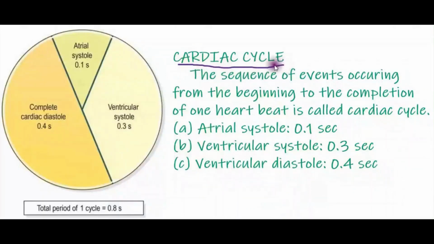So first we have to see what the cardiac cycle is. The sequence of events occurring from the beginning to the completion of one heartbeat is called the cardiac cycle. In between the beginning and the completion, what events take place? That is known as the cardiac cycle. The total cardiac cycle timing is 0.8 seconds. So in between, what are the events that take place? That you have to see.